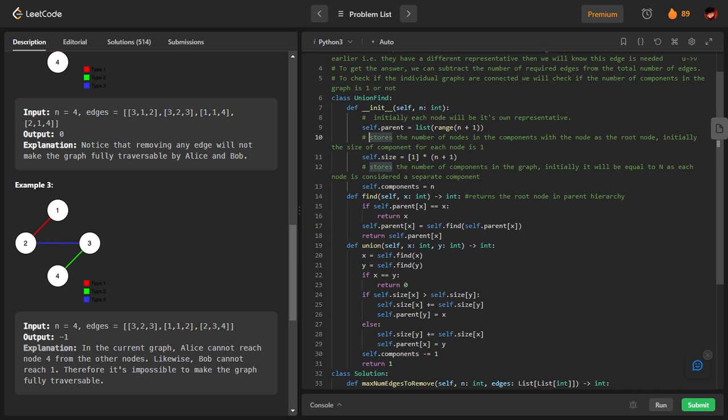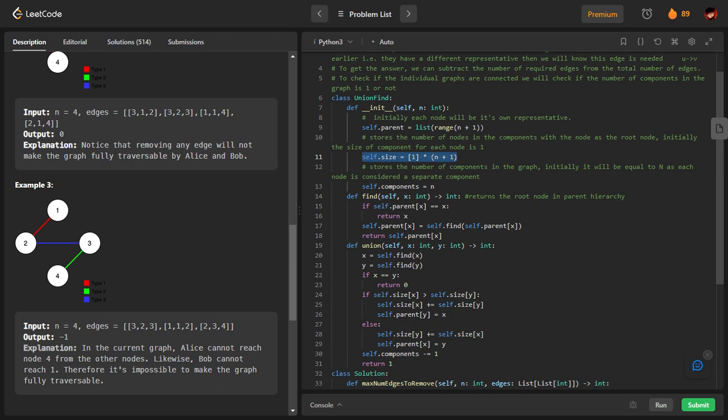Next comes the size data structure. Size means, for each representative, it shows how many nodes are in its union. For example, node 1 is a representative for a union which has 3 nodes, so the size for node 1 will be 3. That is the basic idea. It stores the number of nodes in the component with that node as the root node. Initially, the size of each component is set to 1. So this is also an array of n nodes.